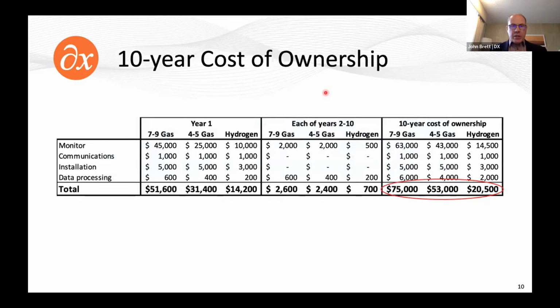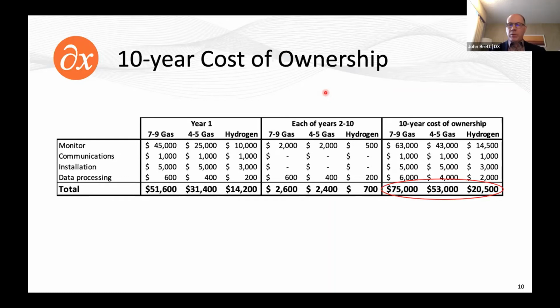So understanding the cost, you have to look at the cost over the course of the life of the monitor, and we're just assuming a 10-year life for the purposes of this discussion. And you just allow for the fact that you've got your initial capital costs, you have communications you have to add on, there's installation costs, and there may be some data processing costs to do your reliability analysis. And you look at the cost in year 1, and then you have the costs of years 2 to 10, add them all up, and there you have your 10-year cost of ownership.